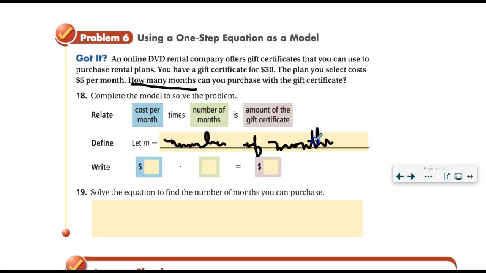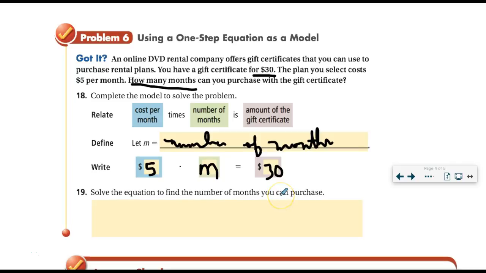It's really hard to write with that. Yes, that's an O. At any rate, okay, so cost per month, it tells me that information, doesn't it? $5 per month. So I'm going to toss that in here. And the amount of the gift certificate, it tells me that it's 30 bucks. I'm going to toss that in here. And the only thing missing is the number of months, which is M. So I'm going to toss that in there.